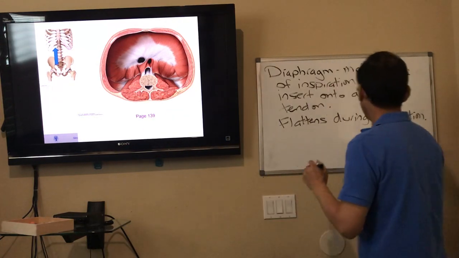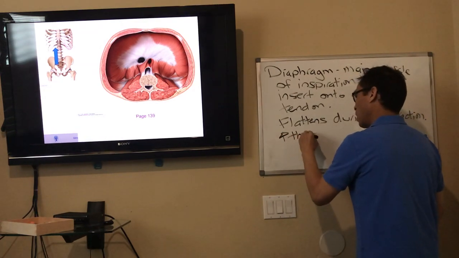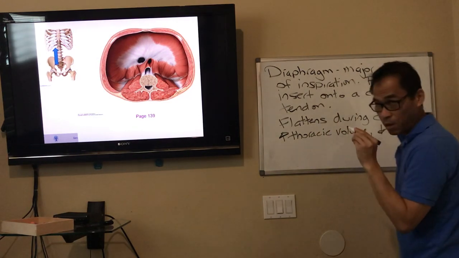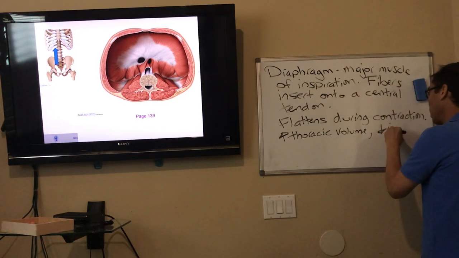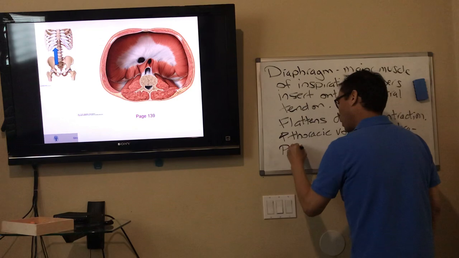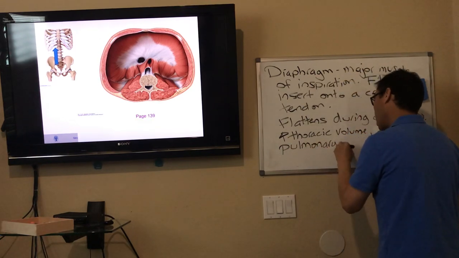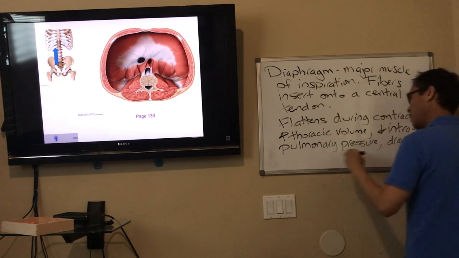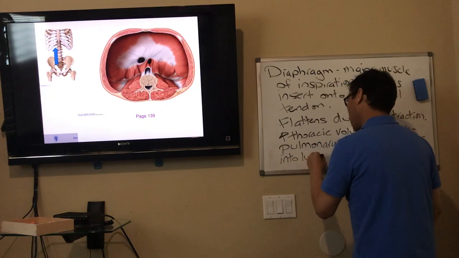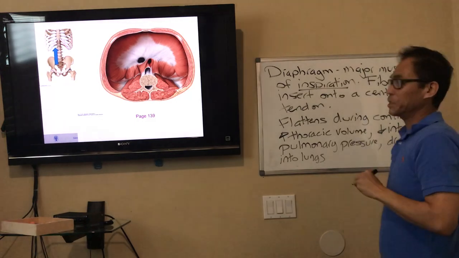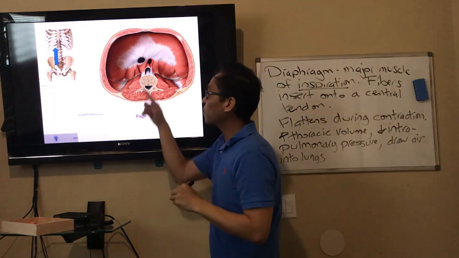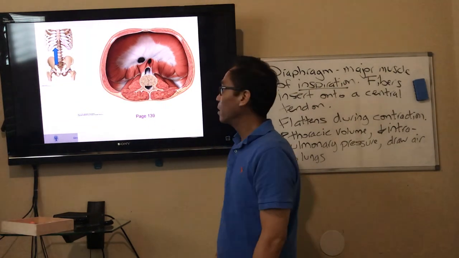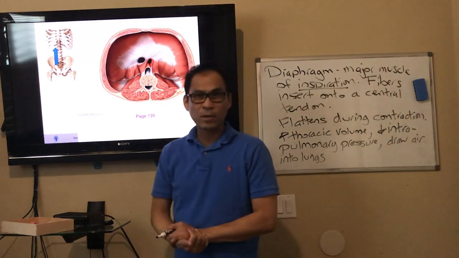I'll write that out. Increase thoracic volume. Decrease intrapulmonary pressure; intrapulmonary means lungs. Draw air into lungs. We call that inspiration: air goes into you. There are some holes here. That one's for the aorta, that one's for the inferior vena cava, and that's for the esophagus. You might learn that later. Anyway, it's a muscle we have to know here, your major muscle of inspiration.